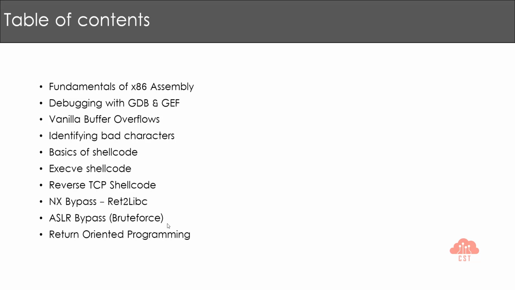In the first module, we are also going to see how we can use GDB and GEF to debug the programs. And then we will move on to vanilla buffer overflows, where we are going to see 3 different techniques to exploit a binary. We will write 3 different exploits in this module. And then we are going to move on to the writing shellcode module.